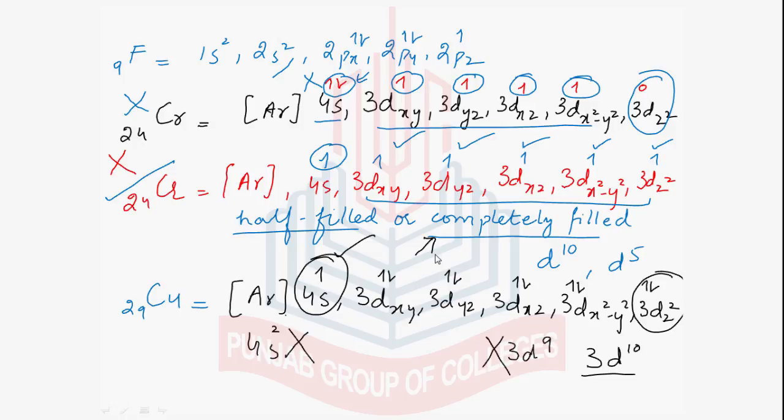In this way, various other examples can be quoted and their electronic configuration can be written, keeping in mind some of the important rules like the Aufbau principle, Pauli exclusion principle and Hund's rule, and some other points which are mentioned here like the subshells, they are more stable when they are half filled or completely filled.